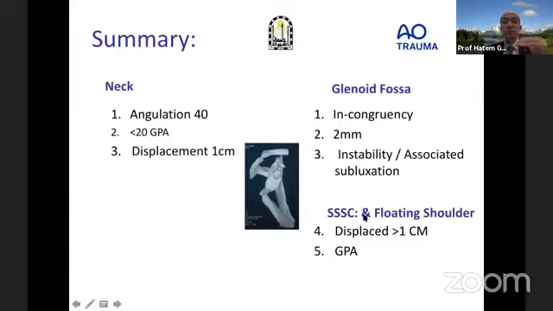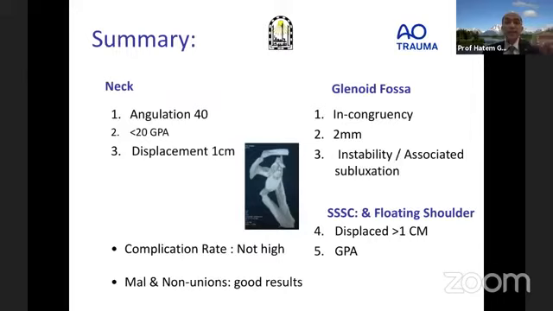Don't forget that in the associated superior suspensory complex injuries, if we have a combined injury, treat every injury as if you're treating it separately. So if the scapula is displaced, there's an indication, fix it. If the clavicle is displaced with the classic indication of clavicle fixation, then you need to fix it. Think about the glenopolar angle, and if you restore that, you will have a better function of the shoulder.